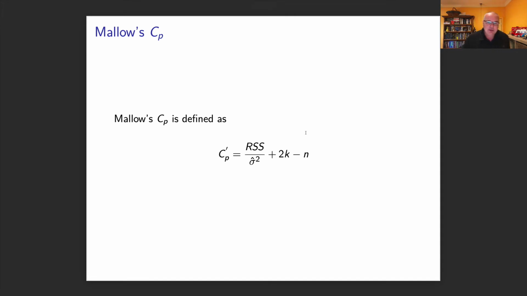We've got our Mallows Cp. So again, we've got residual sum of squares. We're going to divide it by our sigma hat squared, which is going to be your residual sum of squares estimate from the biggest model you're considering. But again, we've got some penalty term here, which takes into account k, the number of parameters.